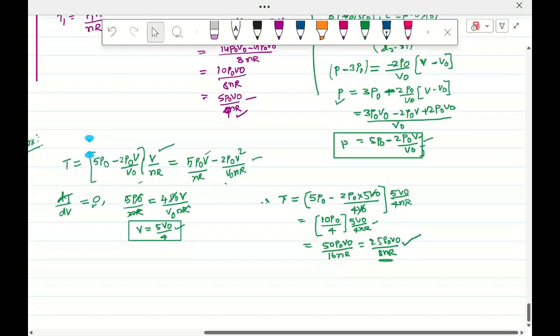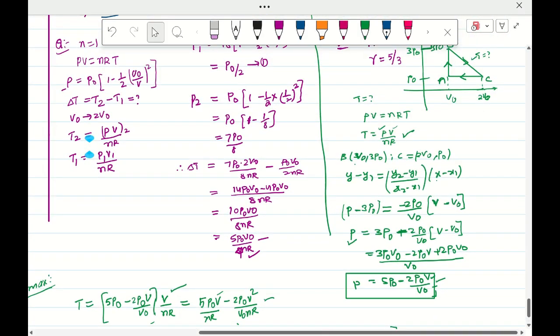So I hope this is one model. There are other models as well, which I will try to explain in another video.